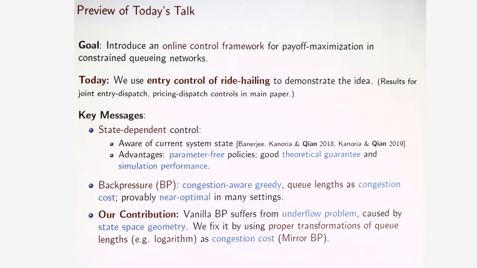However, in the model we are considering and in many systems, a vanilla version of backpressure suffers from a so-called underflow problem. I'll go to the details later. We identify this problem as the incompatibility of gradient descent with regard to the state space geometry. We fix it by using the idea from mirror descent and using a transformation of queue lengths instead of queue lengths as a congestion cost. For example, you can use the logarithm of queue lengths and solve the problem. That is all of our key contribution.